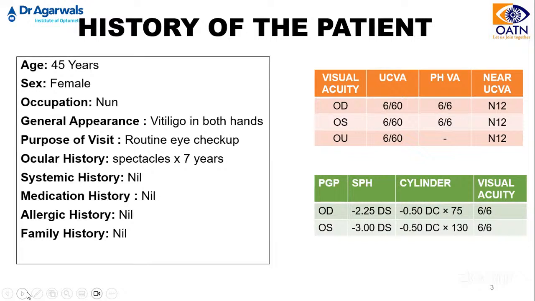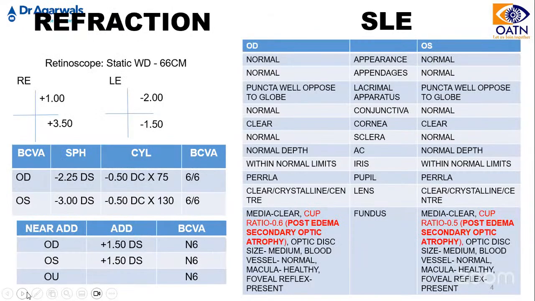Add prescription plus 1.5 diopter sphere, patient read N6 at 33 centimeter. The subjective refraction was found same as the previous glass prescription. Slit lamp examination revealed both eye fundus shows papilledema and secondary optic atrophy, and the cup disc ratio of 0.6 disc diameter in right eye and 0.5 disc diameter in left eye, while other structures are normal.